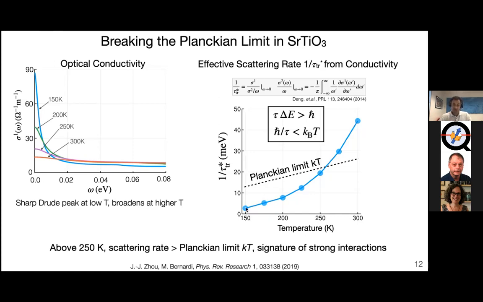What we find in strontium titanate, to our surprise, is that at low temperature, transport is below the Planckian limit, and so the particle scattering picture holds. However, as you increase the temperature, and already at room temperature in this well-known system, strontium titanate, transport goes beyond the Planckian limit, and this is a signature of the strong interactions and polar effects.